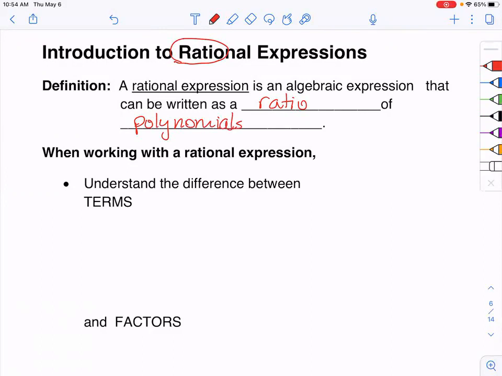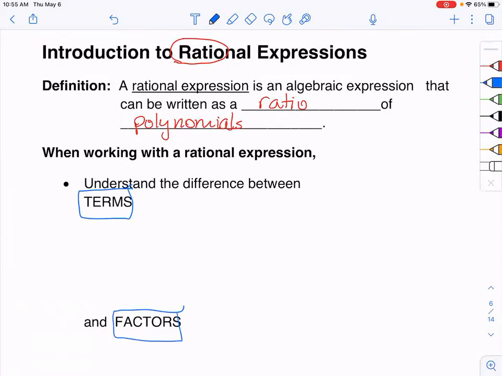One good thing about doing this unit right at the end of the year is polynomials was the first unit for this semester, and it's been a long time since we've done polynomials, and it's going to be tested on your exam. So we're going to have to review a lot of that polynomial work as we are working on rational expressions. When working with a rational expression, it is extremely important to understand the difference between terms and factors.